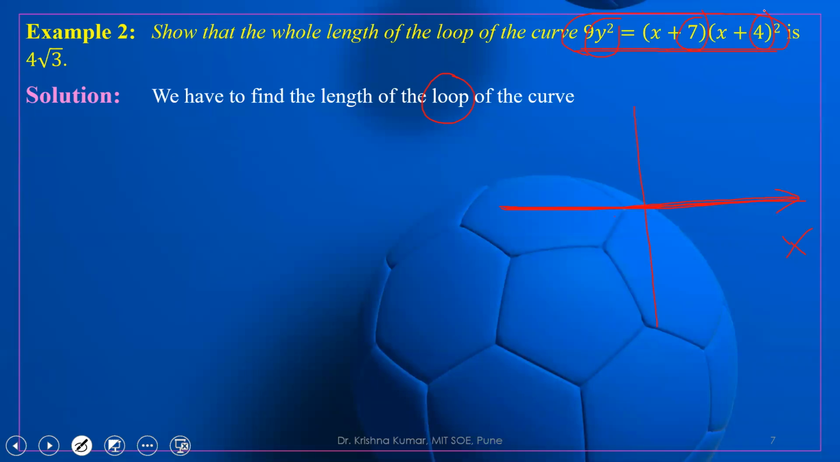Third one, intersection with the coordinate axis. So let us put y equal to 0. If you put y equal to 0, we are getting x equal to minus 7 and x equal to minus 4. So this is the point (minus 4, 0), and this is the point (minus 7, 0). So we are getting 2 points. The coordinate axis cuts the given curve at 2 points. One is (minus 4, 0) and the second is (minus 7, 0).